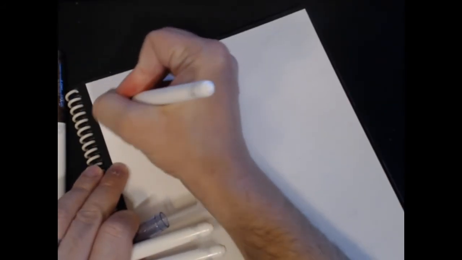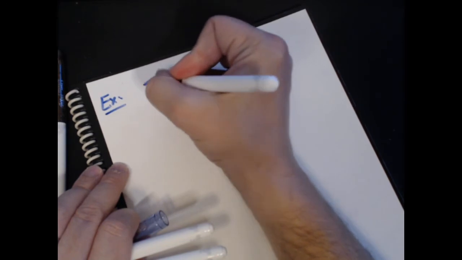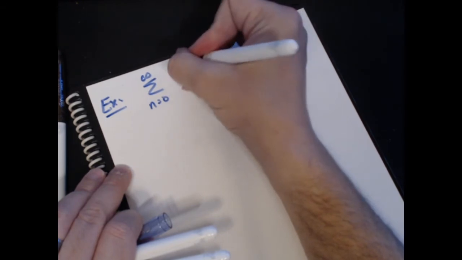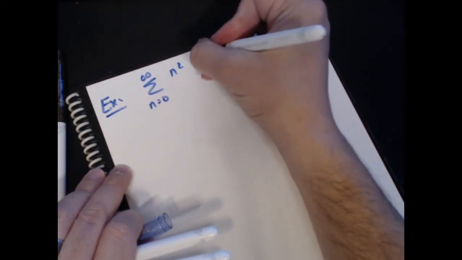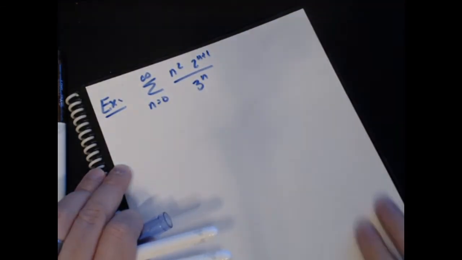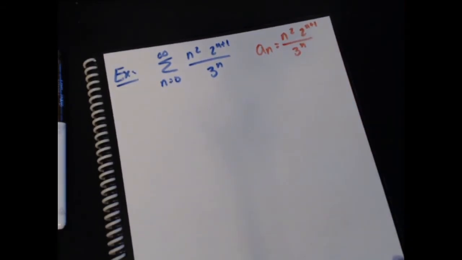All right, so the directions are the same, so I'm not going to rewrite them. It's just determine converges or diverges. And they give us the summation of n equals 0 to infinity of n squared times 2 to the n plus 1 over 3 to the n. All right, again, you know a sub n, because a sub n is what they originally give you. That's n squared times 2 to the n plus 1 over 3 to the n.